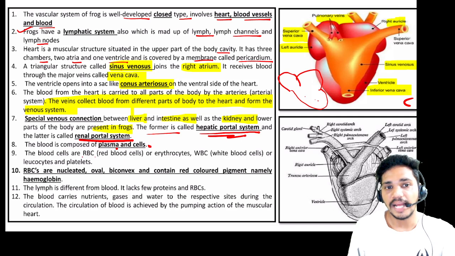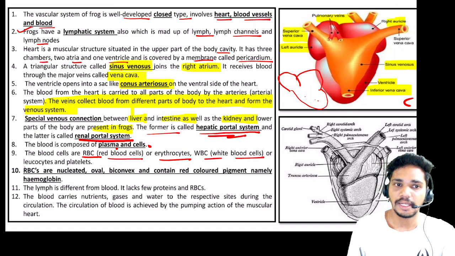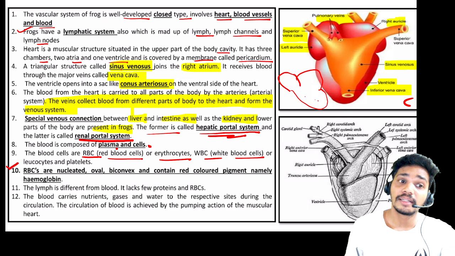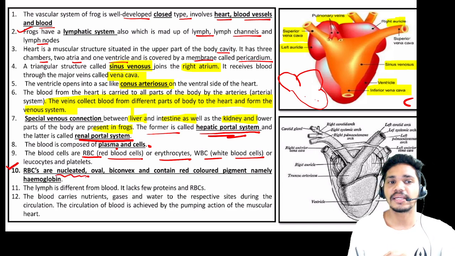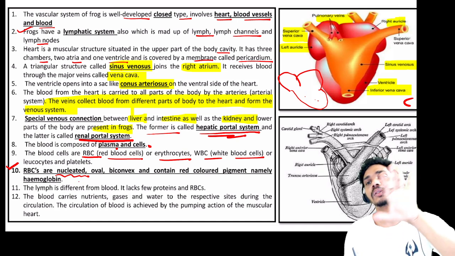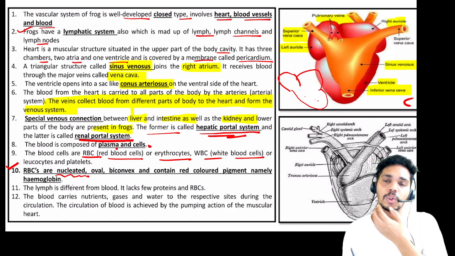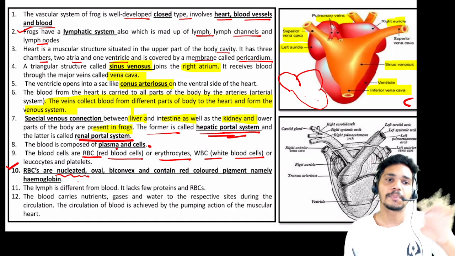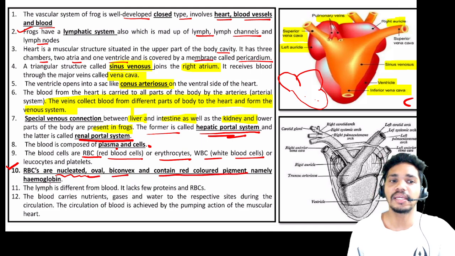The blood cells are RBC, red blood cells, and as I said, WBC cells are there, and leukocytes and platelets are there. Now, RBCs are nucleated. So, in a frog, RBCs are nucleated. In a human, the nucleus is not there, only the transportation work is there. So, the nucleus goes off. But in case of frog, RBCs contain the nucleus, are oval, biconvex, and contain a red color pigment, namely hemoglobin.